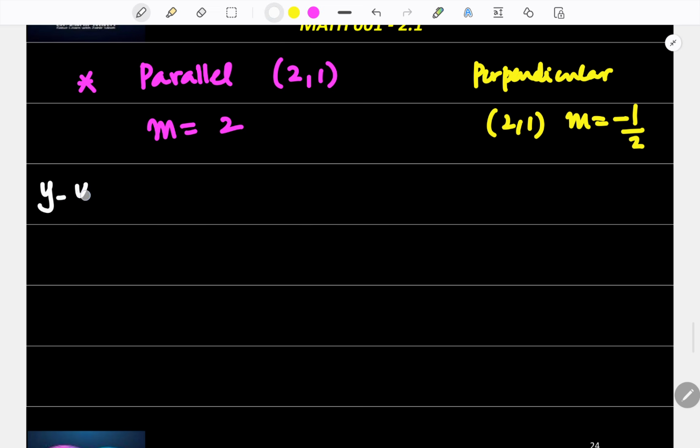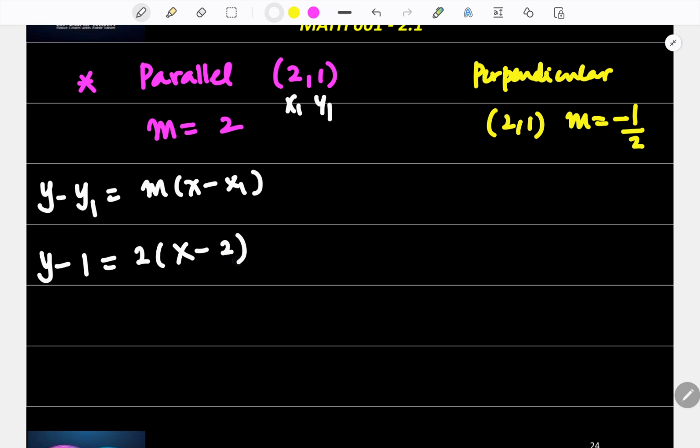We are going to find the equation. So y minus y1 equals m times x minus x1. So y minus y1. This is your x1, y1. So y minus 1 equals m, which is 2, times x minus x1, which is 2.